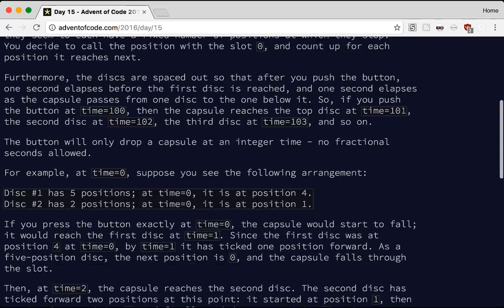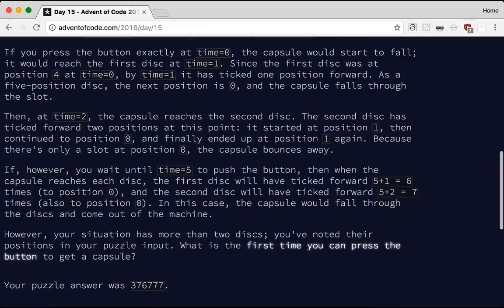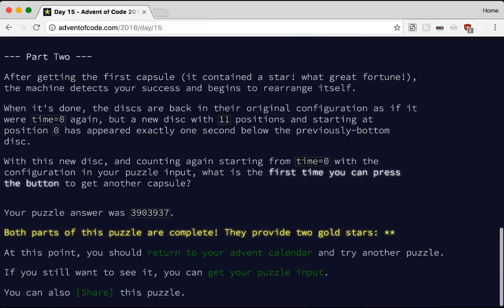Okay, so the idea is we have a bunch of spinning wheels with holes in them, and we want to drop a thing so that it reaches the hole in all of them, and compute how long we have to wait before we first push the button. Where is our puzzle input, please? At the bottom here? Yeah.